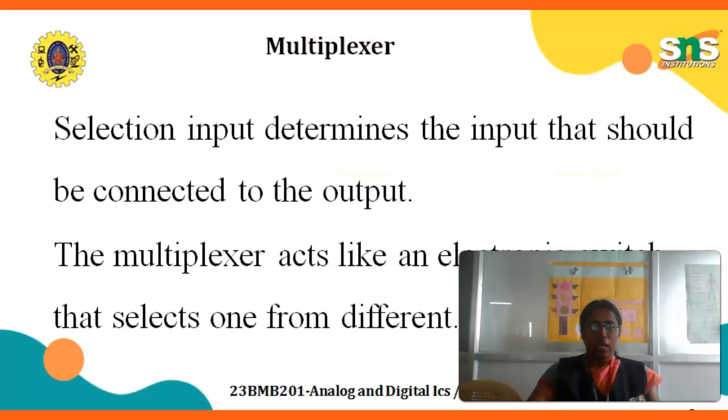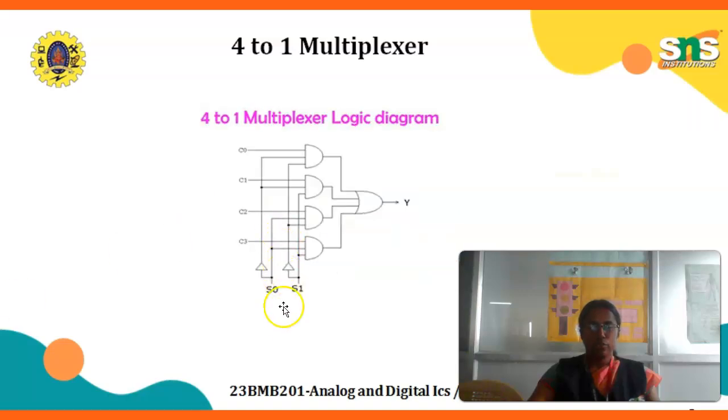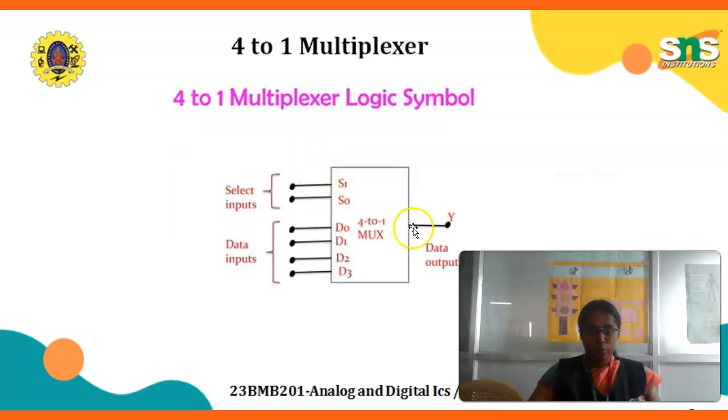This is the block diagram of the multiplexer. D0, D1, D2, D3 are the data inputs, and S0 and S1 are the select lines. Here is the 4:1 multiplexer logic diagram. When we go to the truth table, if the select lines are 0, 0, the input D0 goes to the output.